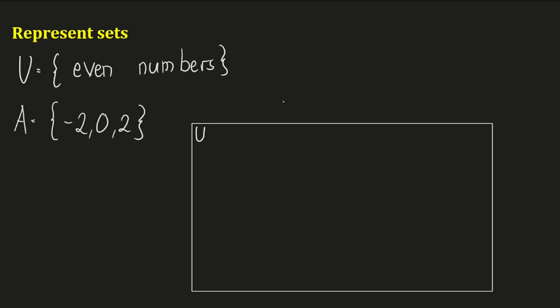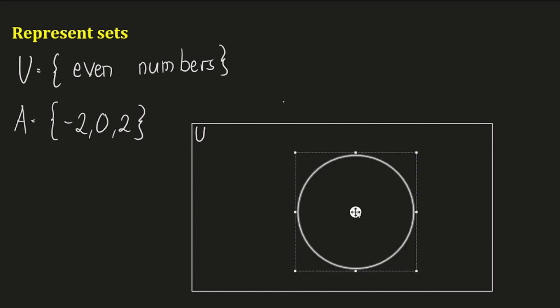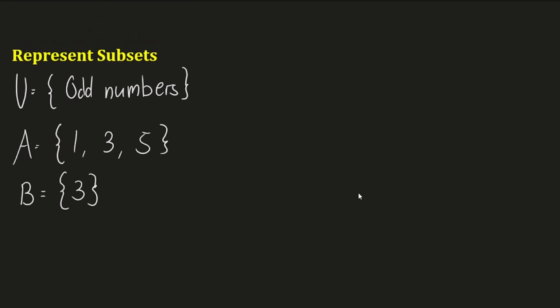How about the set? Now we're going to use circles. There you go. And let's just put A here to say that this set right here is A. Then we can just list out the elements inside of A. So inside of the universal set of even numbers, we have set A here that has -2, 0, and 2. There you go. So that is how you represent sets. Now, let's go on and represent subsets.